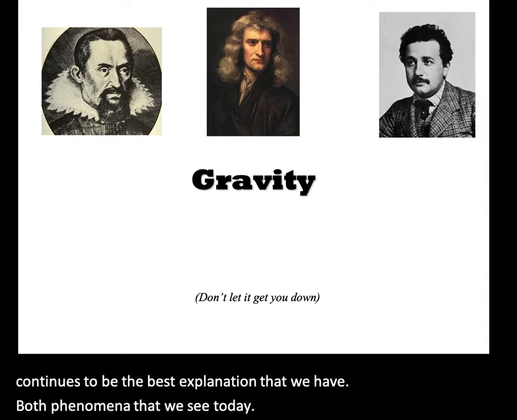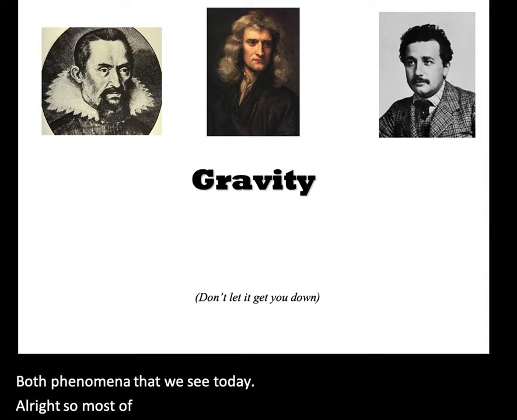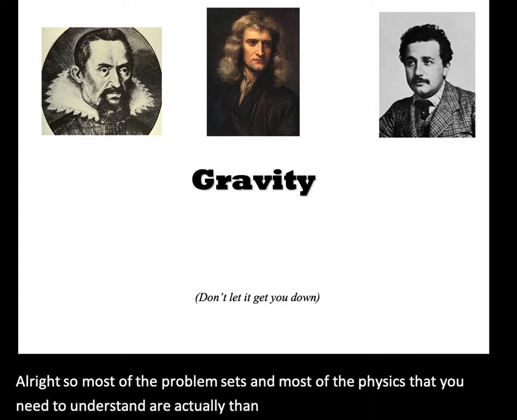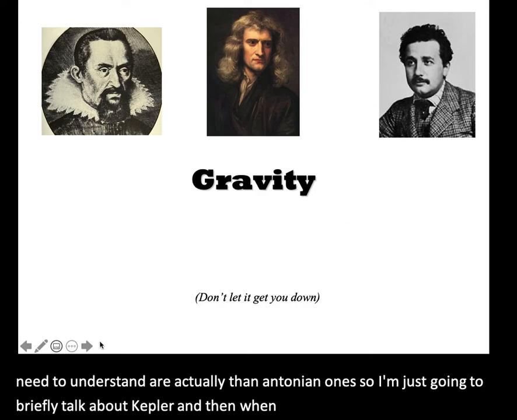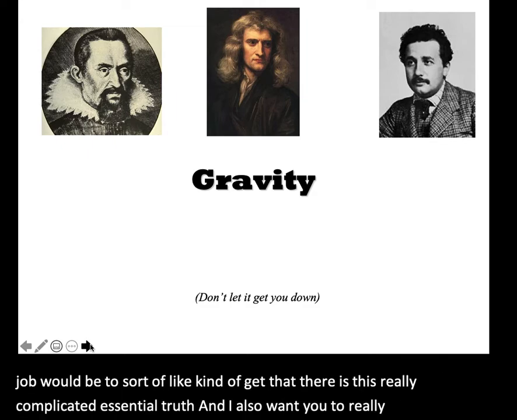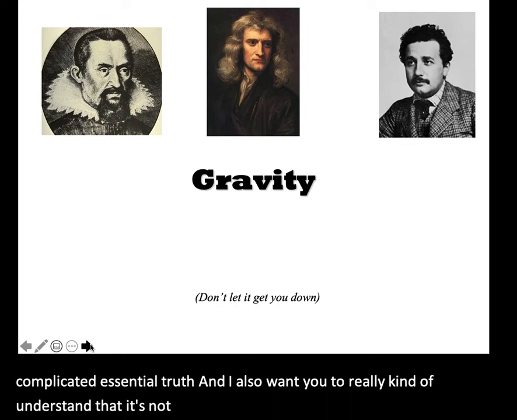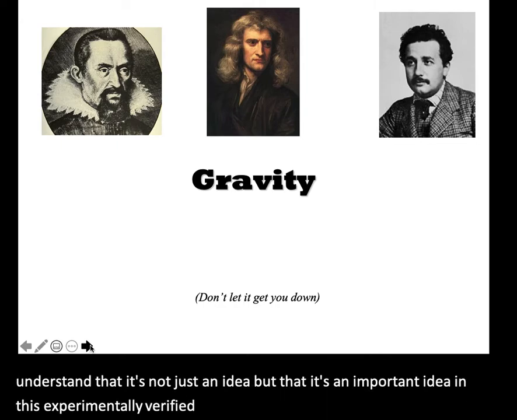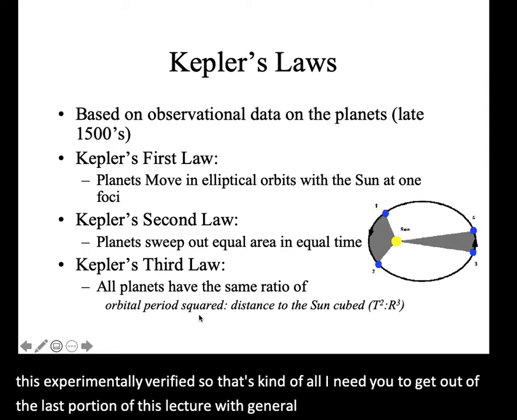All right, so most of the problem sets and most of the physics that you need to understand are actually the Newtonian ones. So I'm just going to briefly talk about Kepler. And then when I talk about Einstein, really your job would be to kind of get that there is this really complicated essential truth. And I also want you to really understand that it's not just an idea, but that it's an important idea and that it's experimentally verified. So that's kind of all I need you to get out of the last portion of this lecture with general relativity. So what did Kepler come up with?